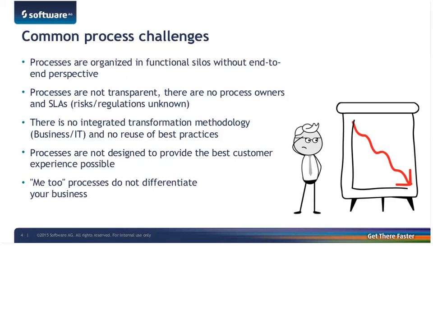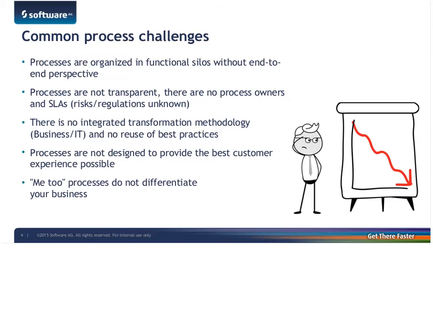But in not many organizations, you have a clear end-to-end view. How is a certain process, like order to cash, running through your organization end-to-end? Where do you have bottlenecks? What are cost drivers? What are quality measures?